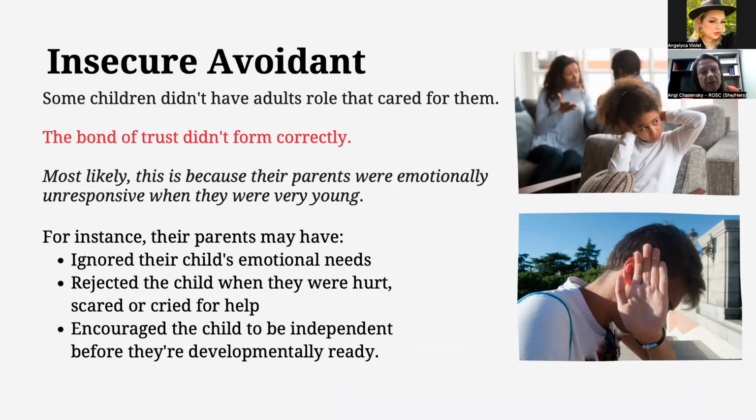Some children didn't have adults who cared for them or who were in the role to respectfully care and provide secure attachment for them. The bond of trust didn't form correctly. Most likely, this is because their parents were emotionally unresponsive when they were very young. For instance, their parents may have ignored their children's emotional needs, or rejected the child when they were hurt, scared, or cried for help, and possibly encouraged the child to be independent before they were developmentally ready.